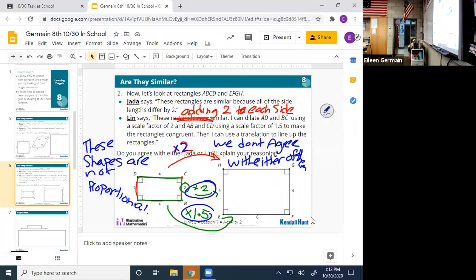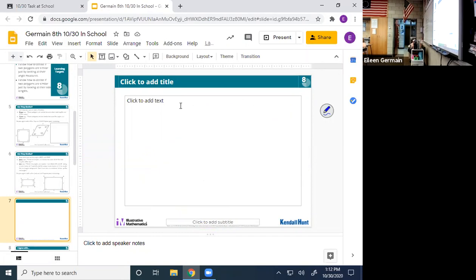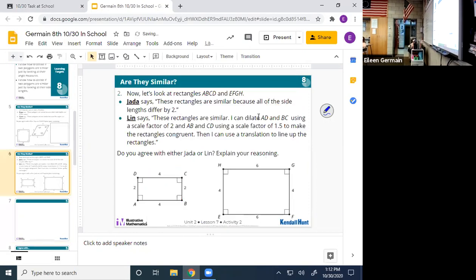I'm going to put in one extra slide here, and I want to just sort of hit everything home. Go ahead. So wait, how is it neither of them if the first one said that you add? Oh, let's go back to that. Jada said they are similar, but we decided that they're not similar.